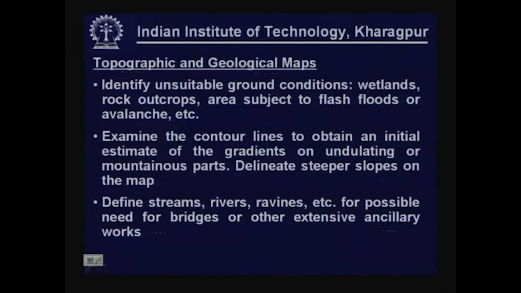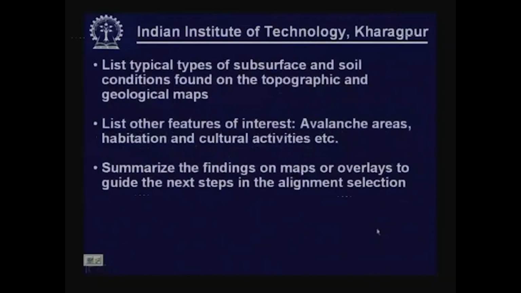We also then define streams, rivers, ravines, etc., because these are the places where we have to provide bridges or other types of extensive ancillary structures or works. So, we try to identify the places, like if we take the road like this, we may have to construct a major bridge or major tunnels. So, we try to identify those areas also.